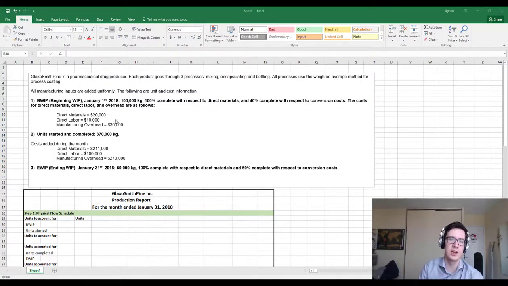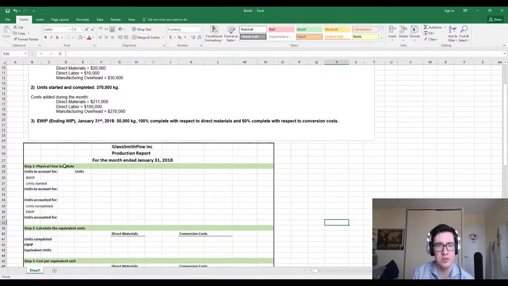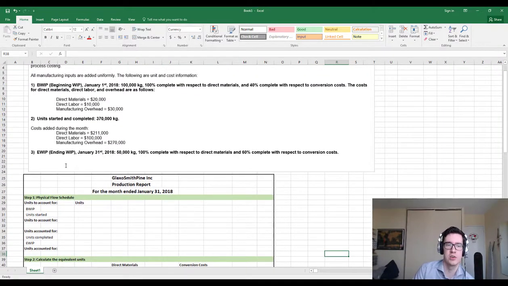Well, we read the question last time. We went through it. One thing I need to correct from last time is that I said the physical unit schedule, and I've changed this to physical flow schedule. And this first step is not going to change whether we use the average or the weighted average or the FIFO method. So let's go ahead and fill out our physical flow schedule just to kind of remind us.